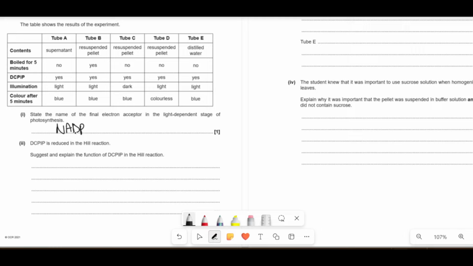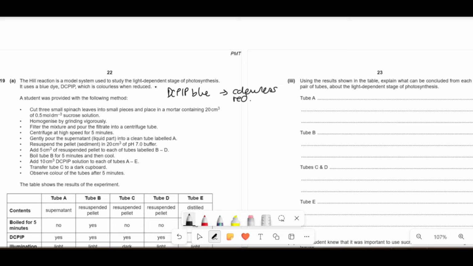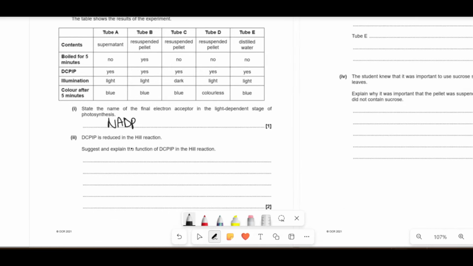So now it says DCPIP is reduced in the Hill reaction. So Justin explained the function of DCPIP in this Hill reaction. So you need to look back again and have a look. We're looking at the light-dependent stage of photosynthesis, and DCPIP gets reduced. So you need to think, well, what's the only thing that can get reduced in the light-dependent reaction? It is the NADP. So the whole point of this is that the DCPIP acts as the final electron acceptor, and it replaces NADP as the electron acceptor.